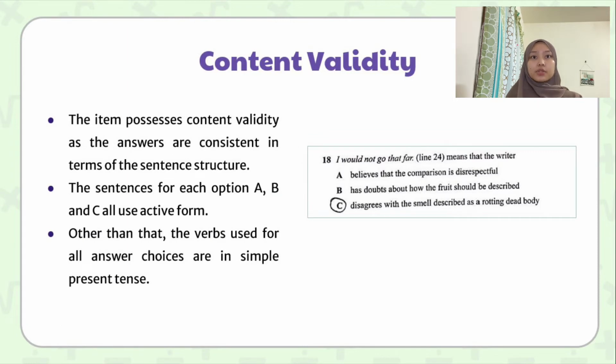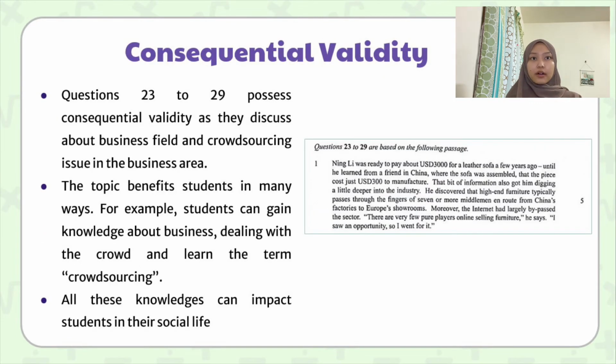Here, the item shown possesses content validity as the answers are consistent in terms of sentence structure. The sentences for each option, A, B, and C, all use active form. Other than that, the verbs used for all answer choices are in simple present tense. The third aspect of validity is consequential validity.